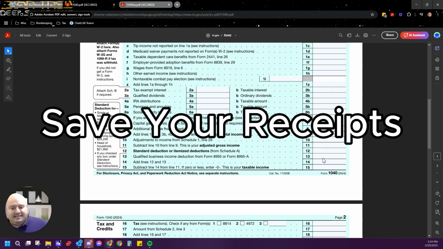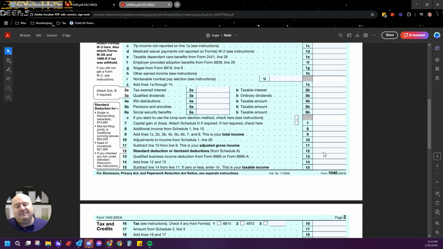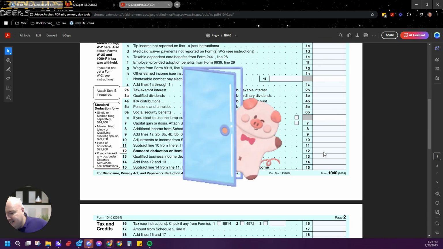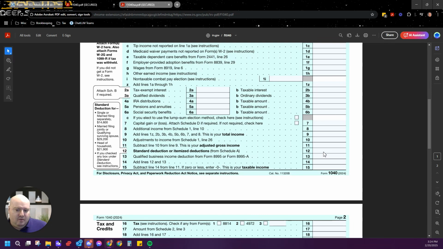What if you don't have receipts? As long as you have some sort of documentation, it's a good idea to deduct that from your taxes. Just remember, if the IRS comes knocking, then you would have to substantiate what you put on your taxes. So just a little word of warning there. Just make sure you have proof of whatever you deduct.